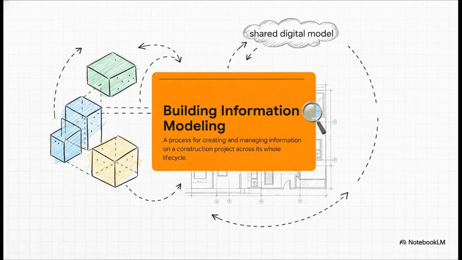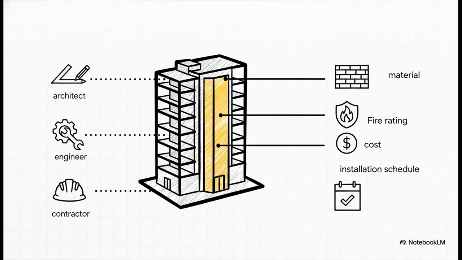The whole idea is to create one single shared digital model that holds not just the shape of the building, but tons and tons of information about it. And this is the absolute key to understanding it. In a BIM model, a wall isn't just a couple of lines that make a rectangle. The model knows it's a wall. It knows what it's made of, its fire rating, how much it costs, even when it's supposed to be installed. It's a living database that everyone on the project can access and update in real time.